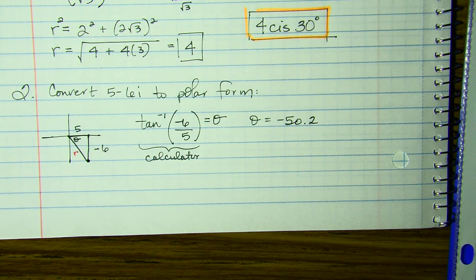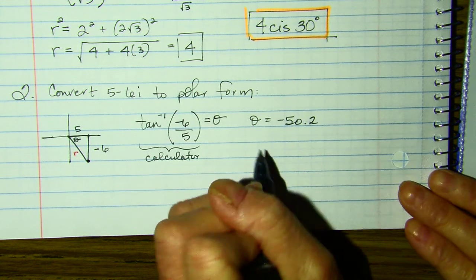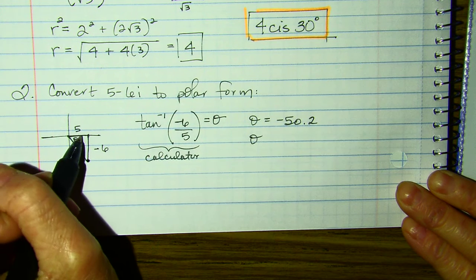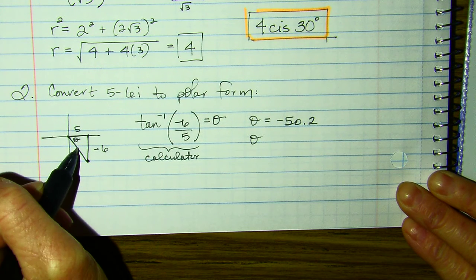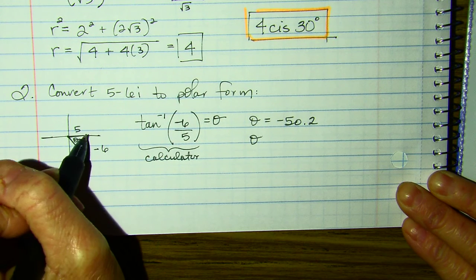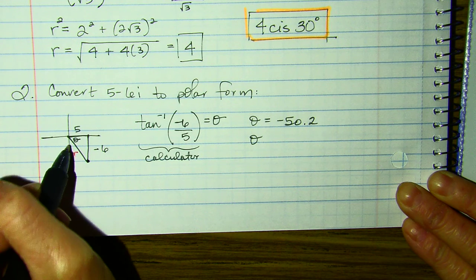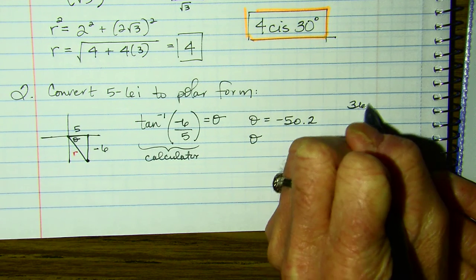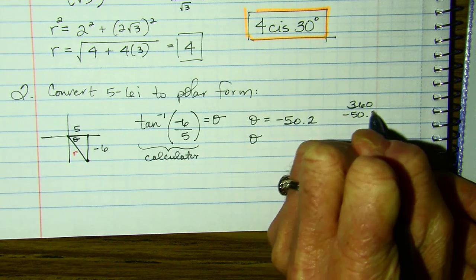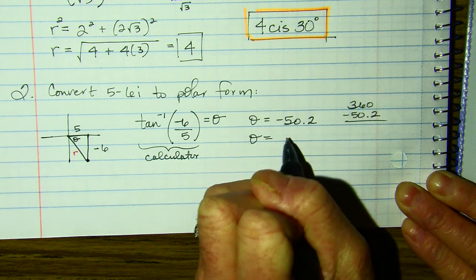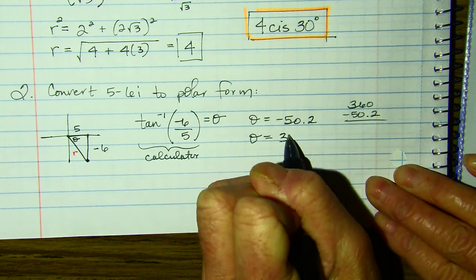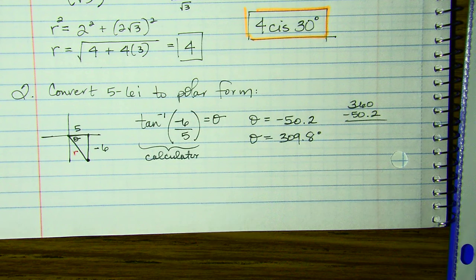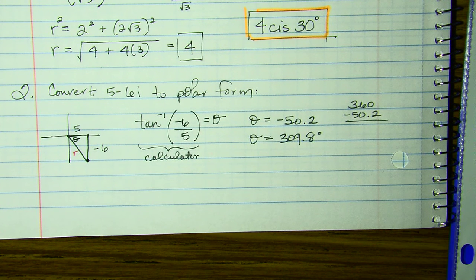Now, I'm actually going to keep theta positive. So, yes, if I was going clockwise, it's negative 50. But positive angles go counterclockwise. So, 360 minus 50.2. I'm going to use the positive version, which is 309.8. You can actually use either. I just prefer to use the positive angle when I'm writing it in polar form.